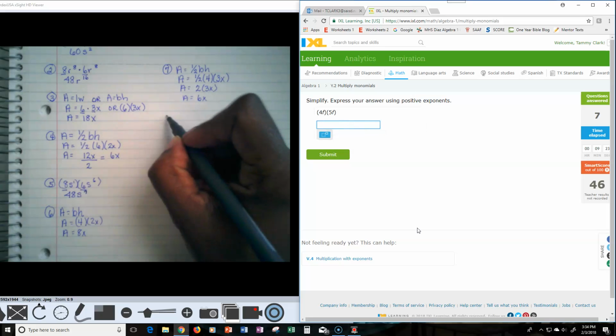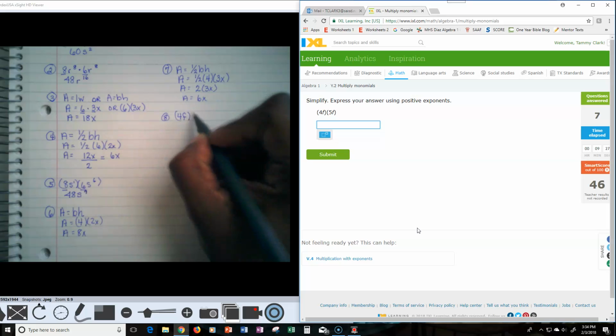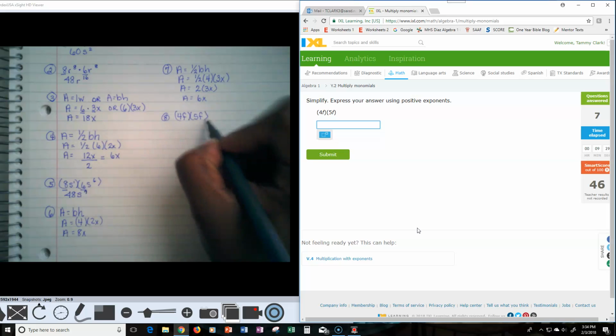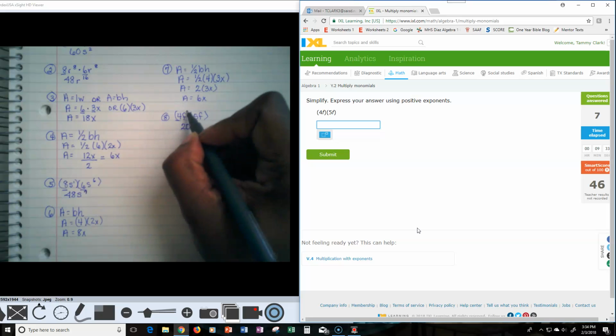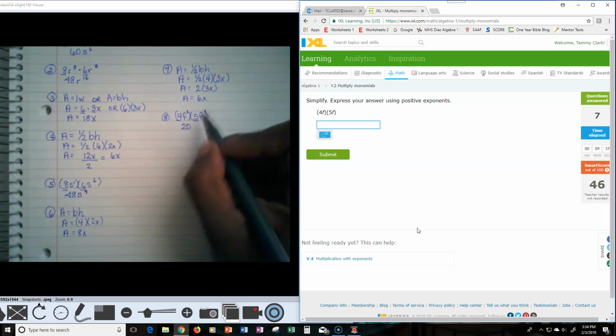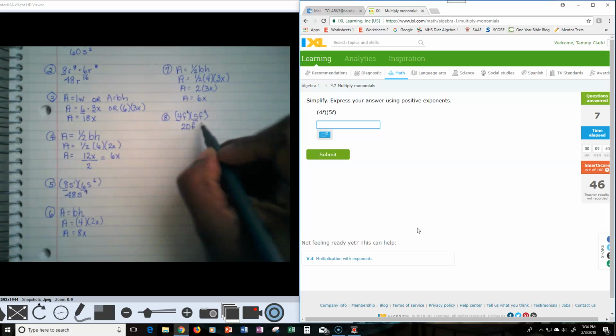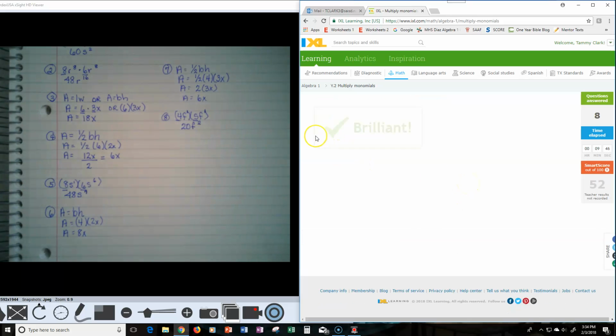All right, let's look at number 8. We have 4f multiplied by 5f. Multiply your coefficients. 4 times 5 is 20. F to the first power multiplied by f to the first power. We keep our base of f and add our exponents. So our answer would be 20f to the second power.